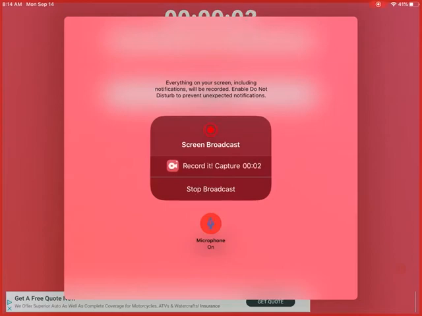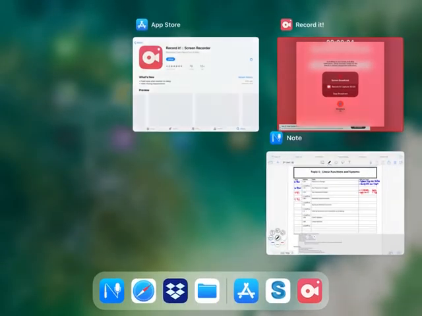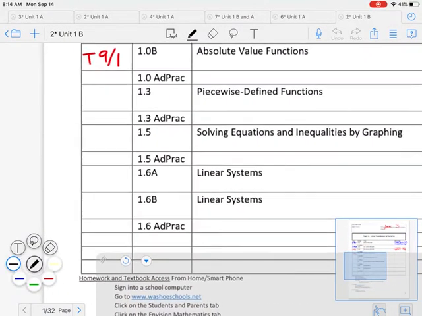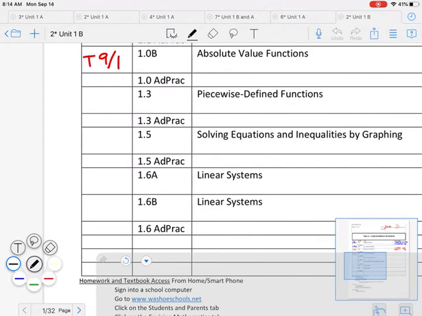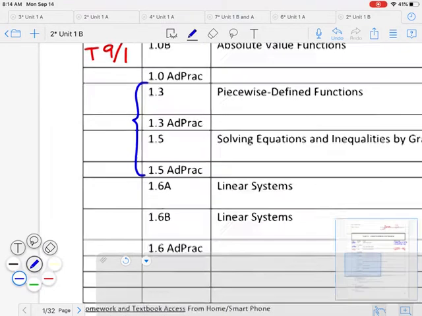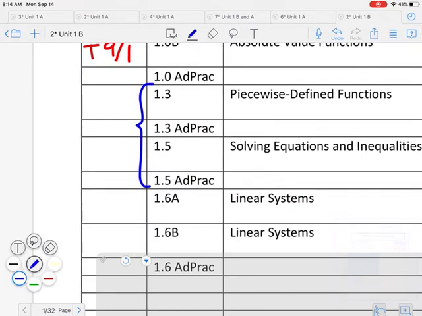Hi guys, this is a recording for sections 1-3 and 1-5. Today is Monday the 14th, 246 B day, and we got canceled because of the smoke. So 1-3 and 1-5 is what I'm going to go over.